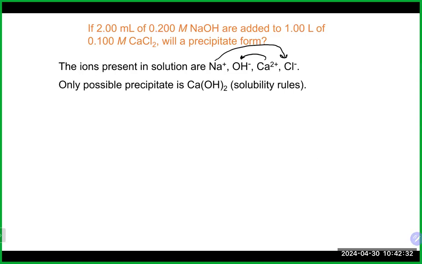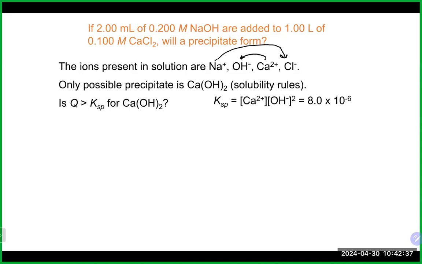We would also want to know the KSP for calcium hydroxide, and I'll give that to you, which is 8 times 10 to the minus 6. All right, so figure out whether or not we will get this calcium hydroxide to precipitate out.